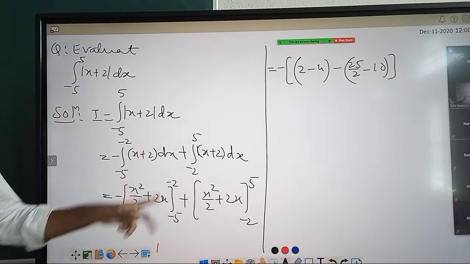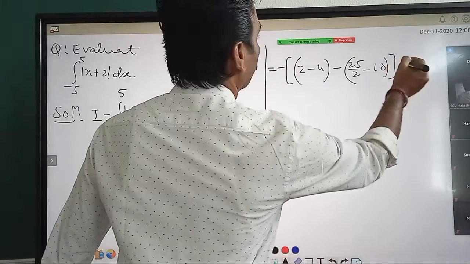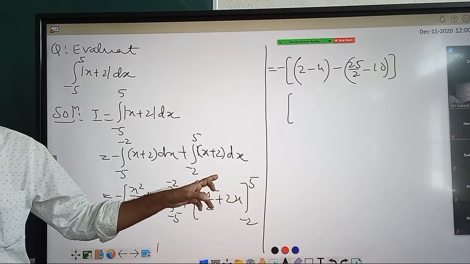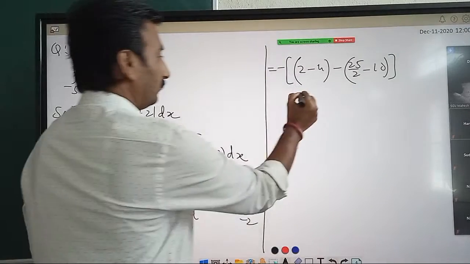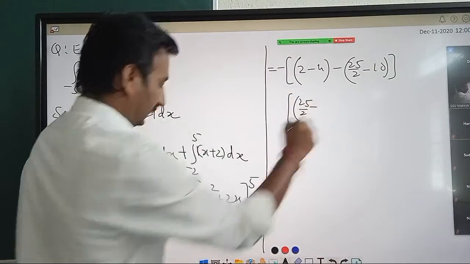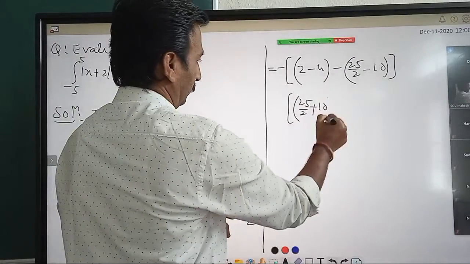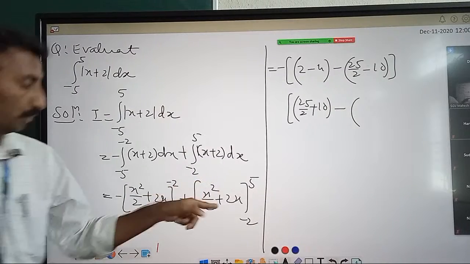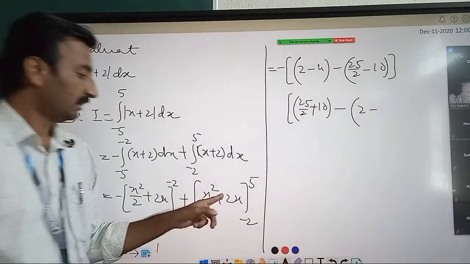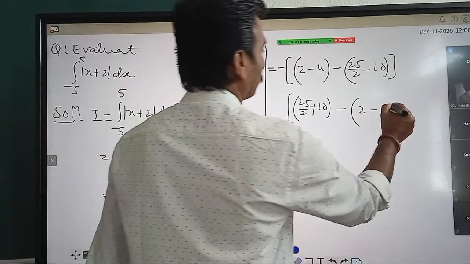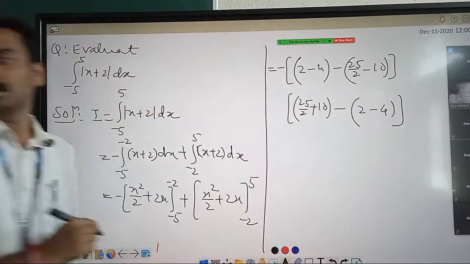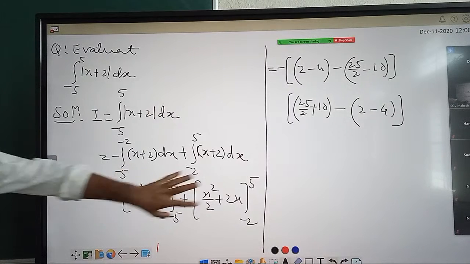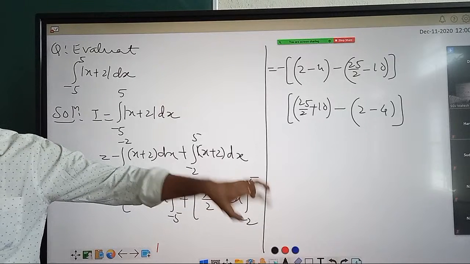This part is over; now let's come to the next part. This is again the upper limit 5, whose square is 25, so 25 by 2 plus 2 into 5, which is 10, minus the lower limit minus 2, whose square is 4 by 2, which is 2, minus 2 into minus 2 is minus 4. Correct? In each of these, two values come: upper limit minus lower limit.